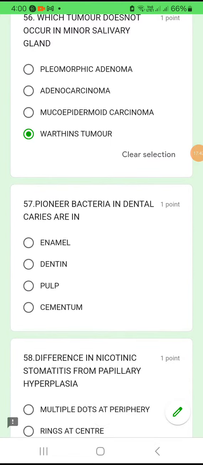57. Pioneer bacteria in dental caries enamel will be present in which area? Enamel, dentine, pulp or cementum. Easy question. Dentine. Okay.